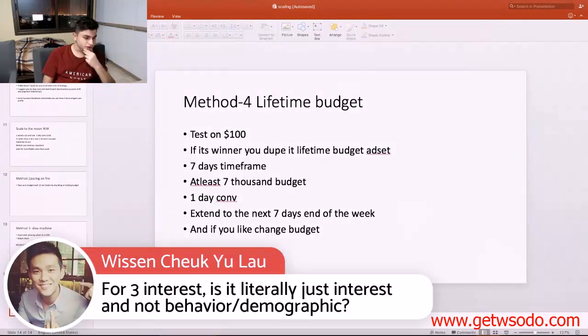For 3 interests, is it literally just interest and not behavior, and not demographic? Yes, sometimes you use the demographic, like when it's super broad and does not fit into any niche. You can use demographics.